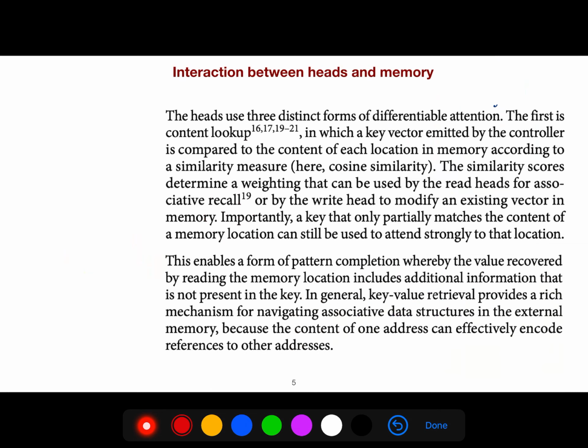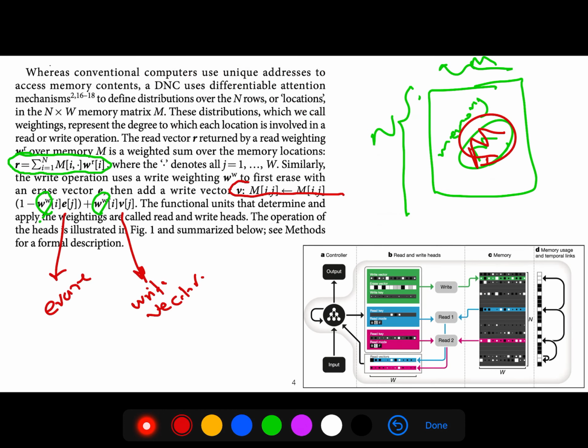And the heads use three distinct forms of differentiable attention. The first is content lookup, in which a key vector, and we will see that our controller generates a key. So this is a controller here, like an LSTM. It creates a hidden variable, and if you use that hidden variable, it will generate some vectors. One of them is, for example, used for memory allocation. It's a very long vector.